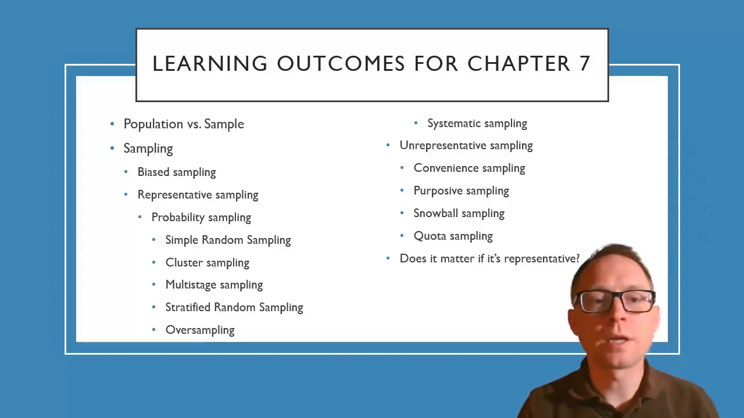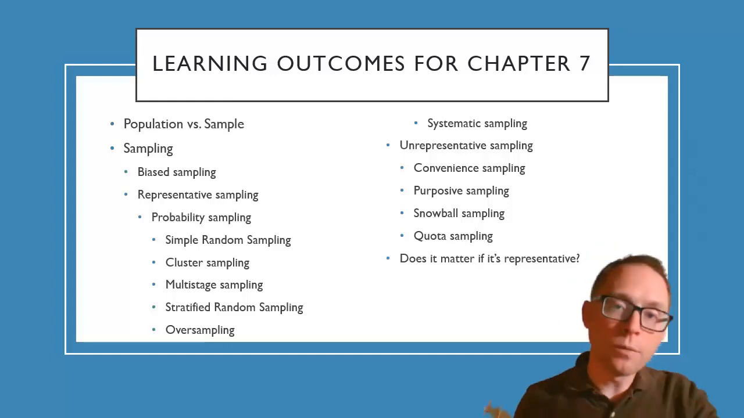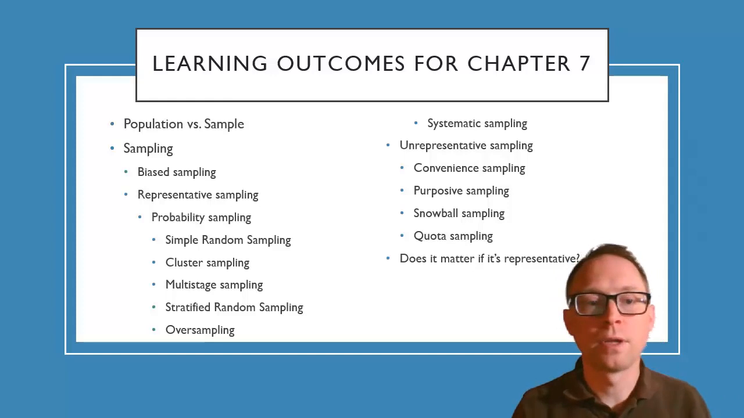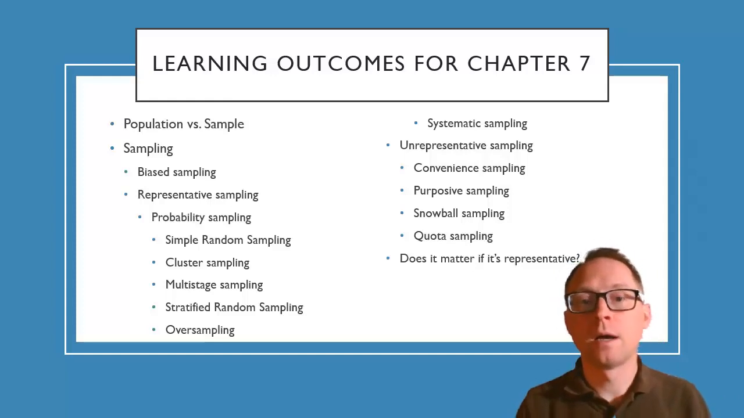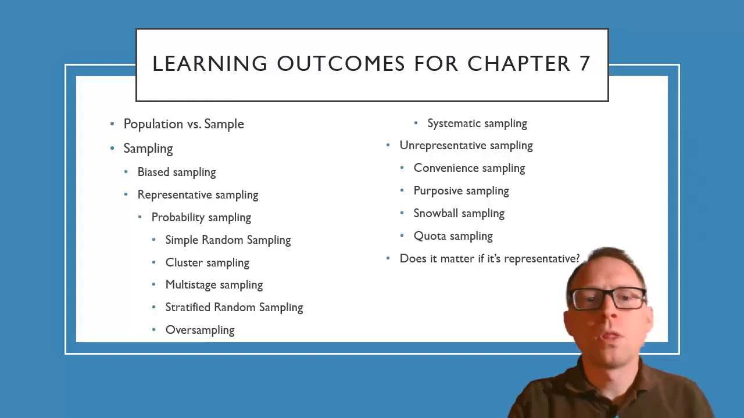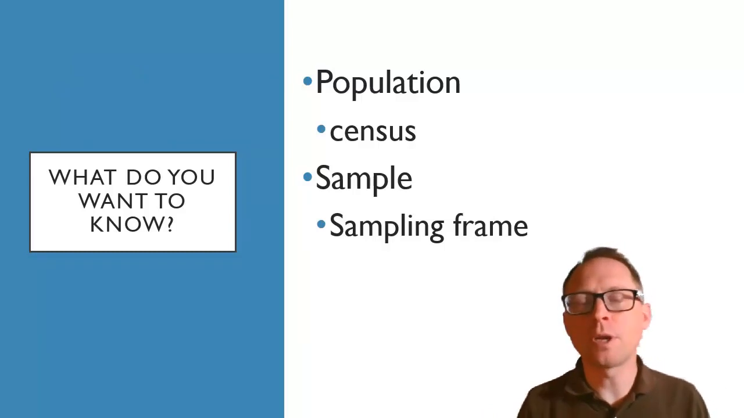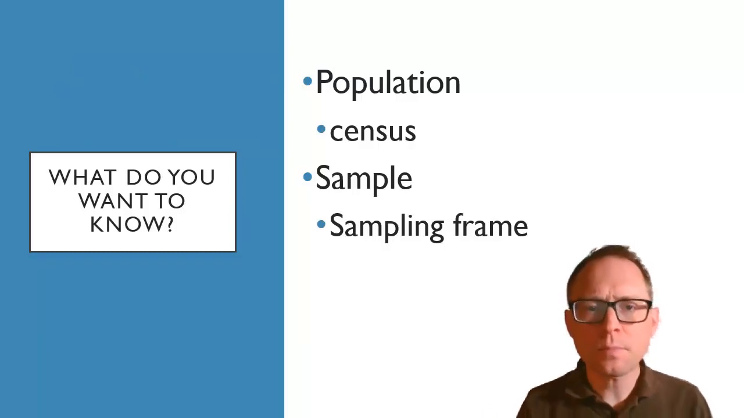We're specifically going to discuss population versus sample, and then we're going to go through the representative sampling behaviors. Then we'll get into, in the second half, some of the biased sampling, which is the unrepresentative sampling that we've talked about before. So let's discuss what is going on with populations and sampling. This is something that people get a little bit confused about.